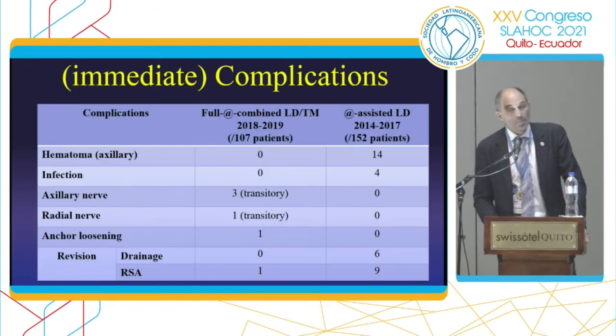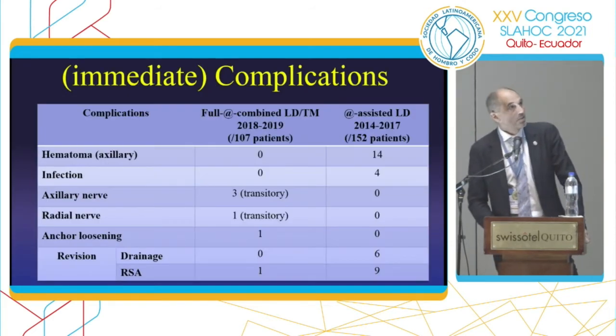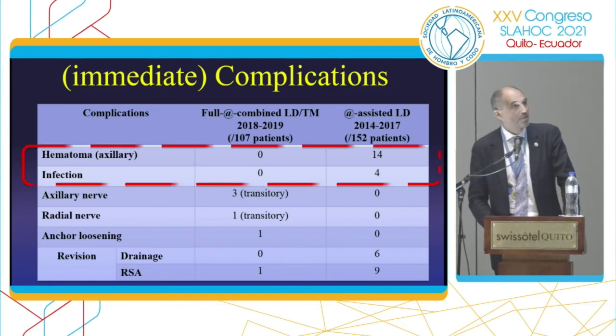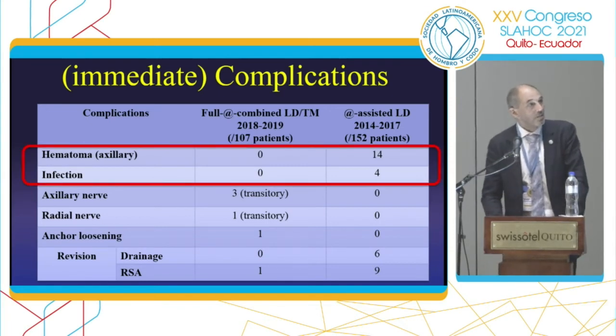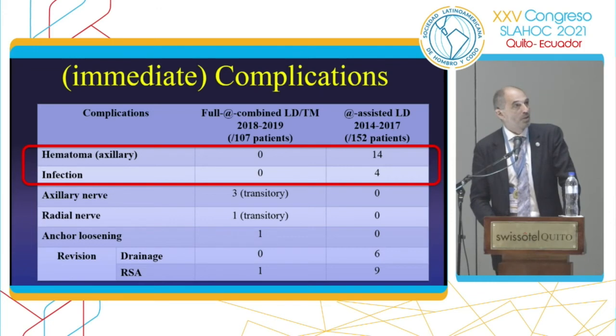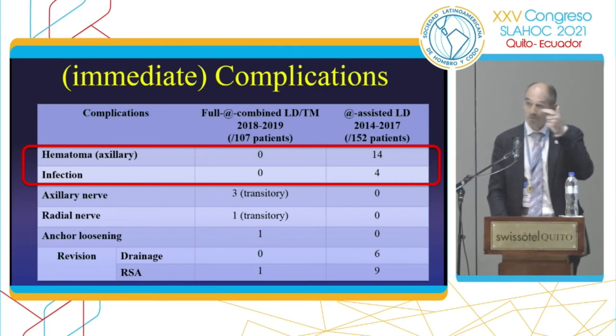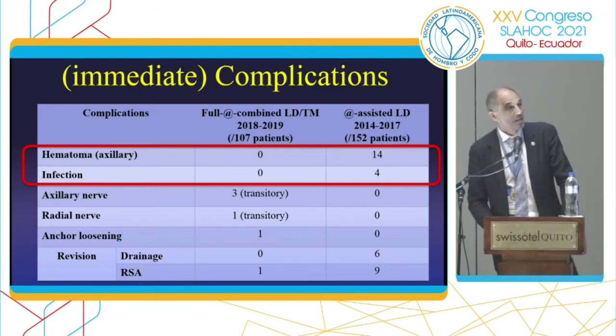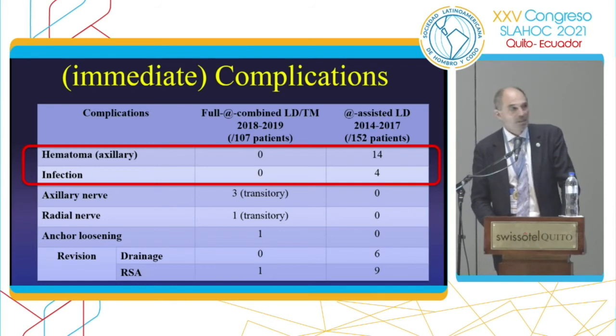So now, what about my complications? You see on the first column, the full arthroscopic combined transfer, and on the right one, the arthroscopic assisted mini-open technique. And you can see that in the full arthroscopic, we have no hematoma, no infection. It's not the same for the open procedure. And this is a big deal.